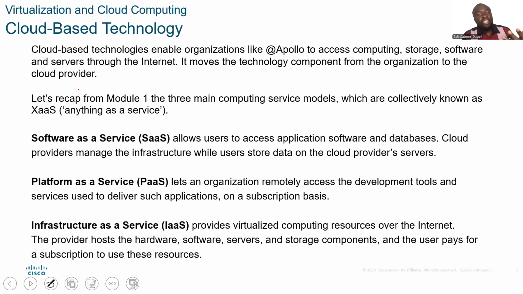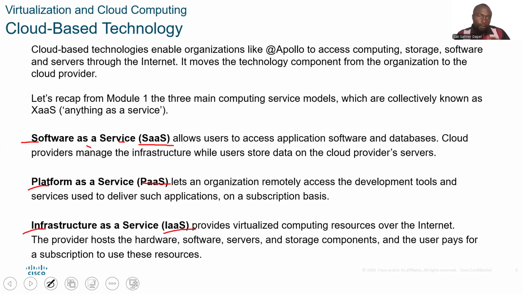Cloud-based technologies enable organizations like Apollo to access computing, storage, software, and servers through the internet. It moves the technology component from the organization to the cloud provider. So now let's recap. The three main service components are collectively known as XaaS. We're now going to look at the technology in cloud hosting. There's what we call SaaS, which is software as a service. There's another one, PaaS, platform as a service. There's another one, IaaS, infrastructure as a service.